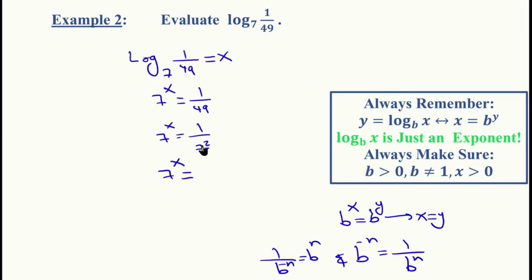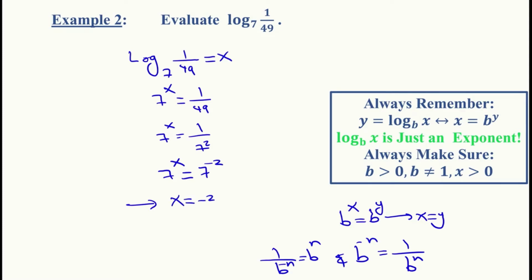For this case, since we have the positive power in the denominator, we're going to be using this one that we wrote first. But sometimes this one comes in handy. So you have to know both. So we get 7 to the power of negative 2. And now, of course, we can conclude that x must be equal to negative 2.